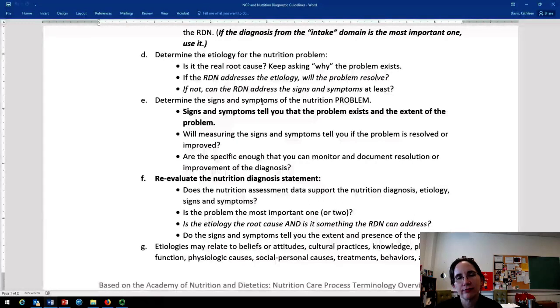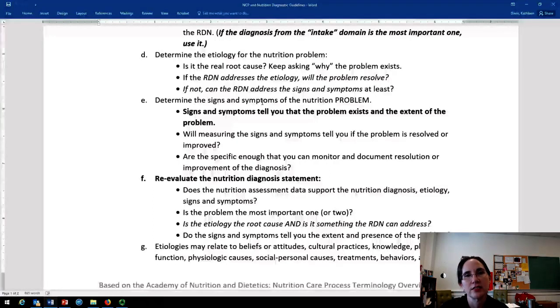And then after you've determined that etiology, you're going to actually then go back and identify your signs and symptoms. Remember, this is essential. Signs and symptoms do not relate to the etiology. Signs and symptoms relate to the problem. They tell you that the problem exists and the extent of the problem. So if it's low intake, you need to provide signs and symptoms that demonstrate that there's low intake and how bad that low intake problem is. You also need to consider whether monitoring those signs and symptoms will actually show you whether the problem's resolved or not.